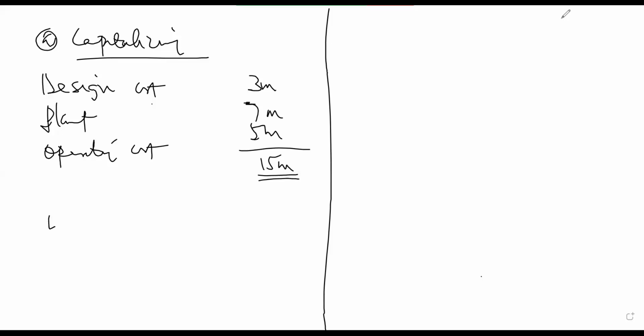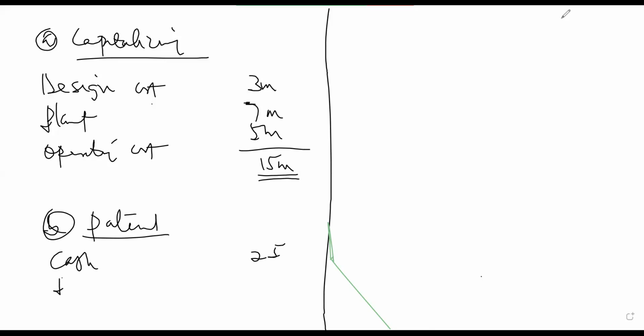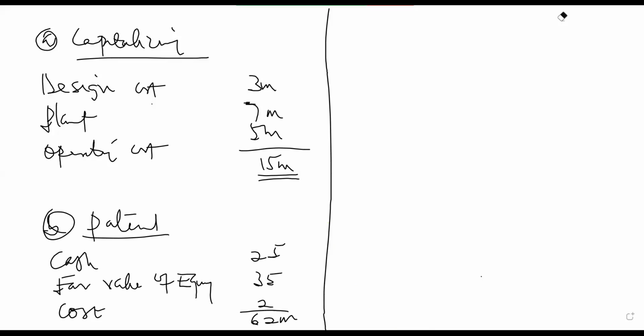Okay. If we come to the B, the patent, we are having the cash that we are paying of 25 million. We are having the fair value of the equipment of 35 million. And we are looking at what? The cost of transferring the name. That will be 2 million, and that will be 62. Yes, let's count to the equipment. Are we going to recognize any gain on the equipment? Will there be any gain to be recognized on the equipment?